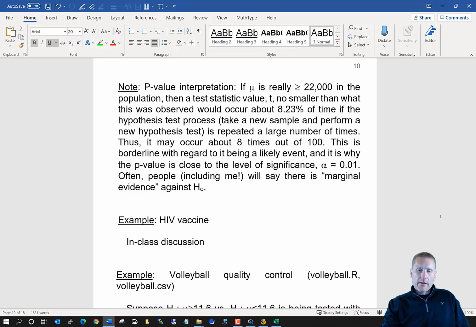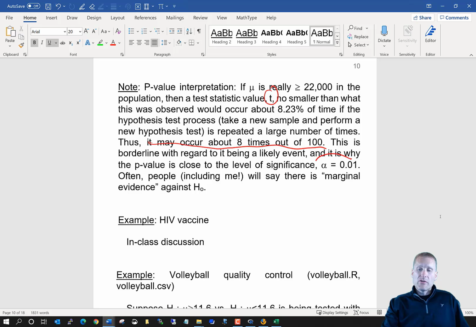Now, to interpret this p-value, if mu is really greater than or equal to 22,000 in the population, then a test statistic value t, no smaller than what was observed, would occur about 8% of the time if the hypothesis test process is repeated a large number of times. That's what that means. It may occur about 8 times out of 100. This is somewhat borderline with regard to what is a likely event. Is 8% a likely event or not?